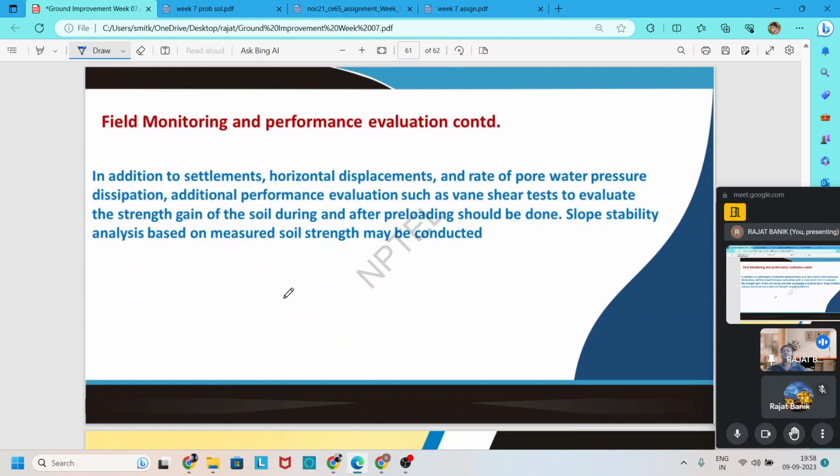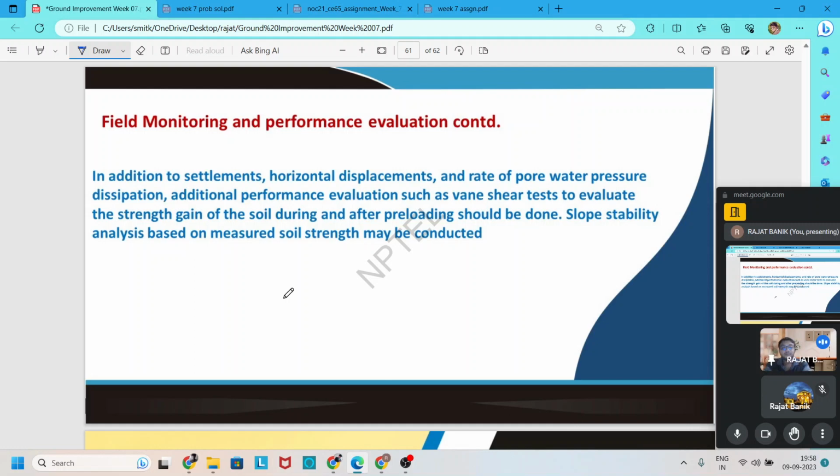And now come to the field monitoring and performance. Further, it is said that in addition to settlement, horizontal displacement rate, and pore pressure, we also need to evaluate the performance. We need to perform vane shear tests also to find out the strength of the soil before, during, or after the preloading is applied.